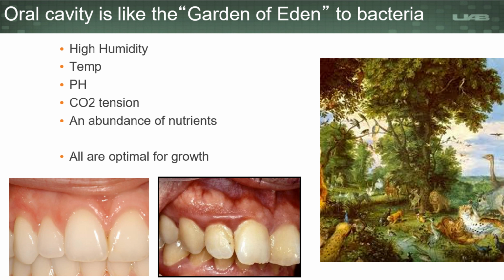The oral cavity is quite a unique environment. It is a perfect incubator for bacteria, and it is so because of the high humidity, the temperature, the pH, the carbon dioxide tension, and an abundance of nutrients, and they're all optimal for growth. Now, where does this growth happen most easily? It happens on a surface to which bacteria can attach, and that attachment is easiest to hard surfaces.